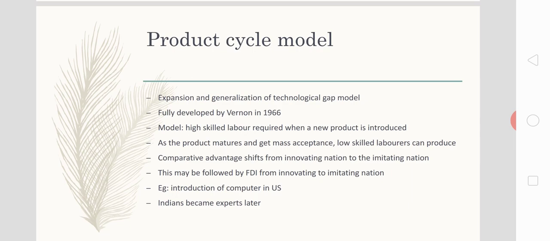The model states that high-skilled laborers are required when a new product is introduced with new technology. As the commodity or product matures and gets mass acceptance, low-skilled laborers will start producing. Low-skilled laborers will learn how to produce that commodity.